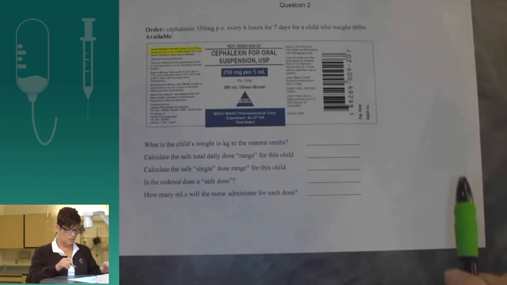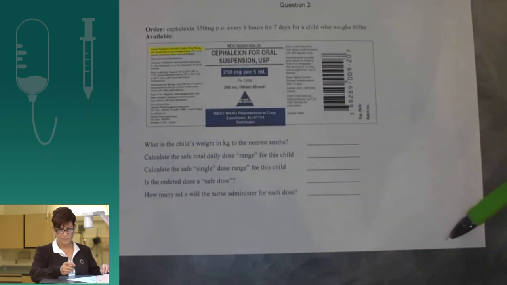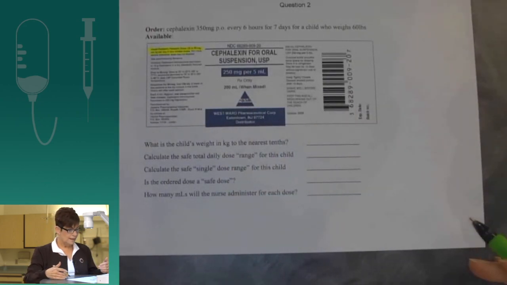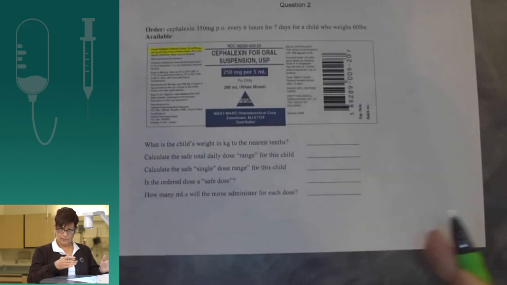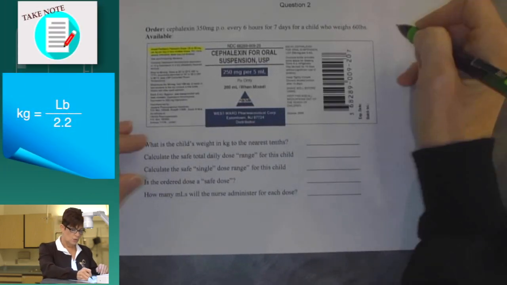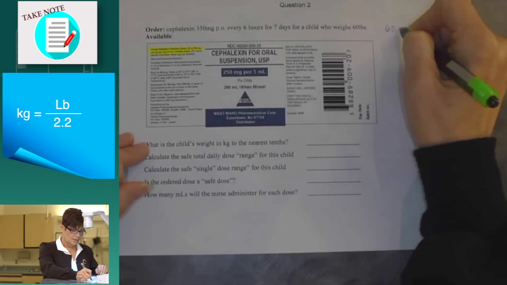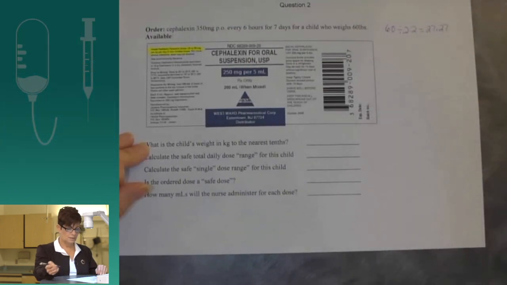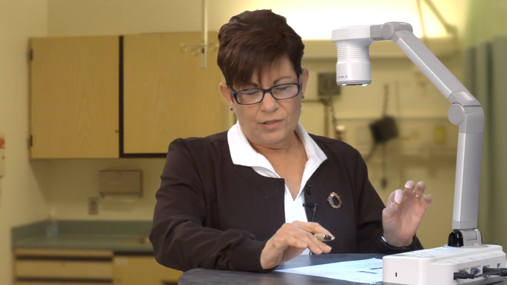So the first thing we need to do, we know that the child's weight is 60 pounds. So you need to know how to convert from pounds to kilograms. Pounds to kilograms, you're going to divide by 2.2. If you're going from kilograms to pounds, you're going to multiply. So in this case, we need to divide 60 divided by 2.2, which gives us 27.27.